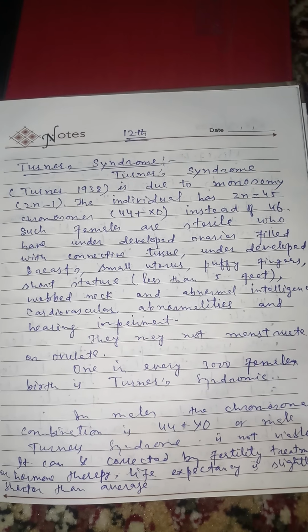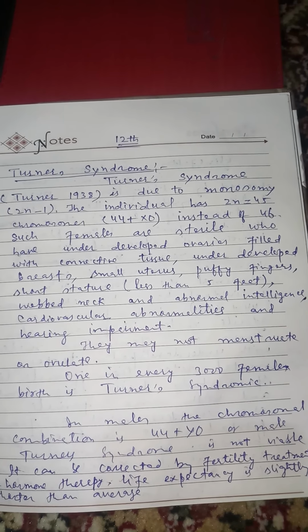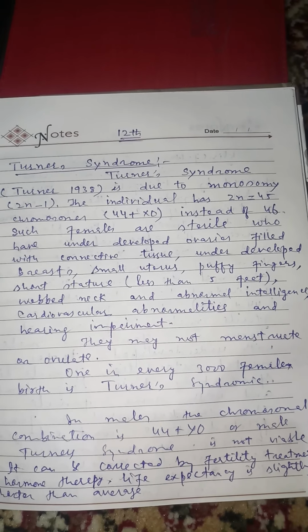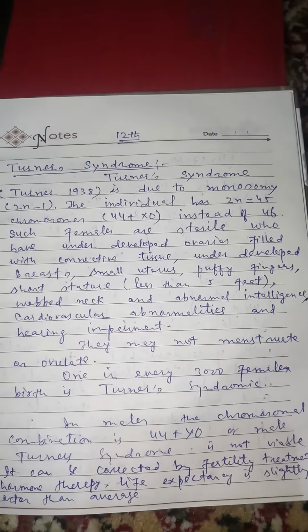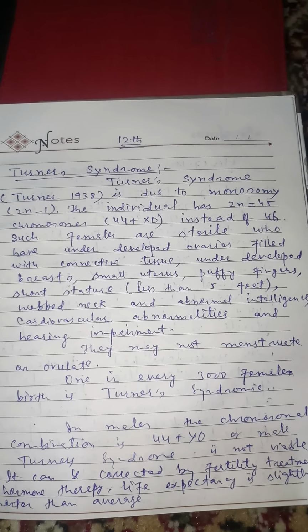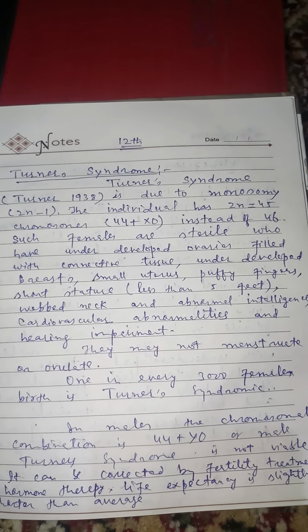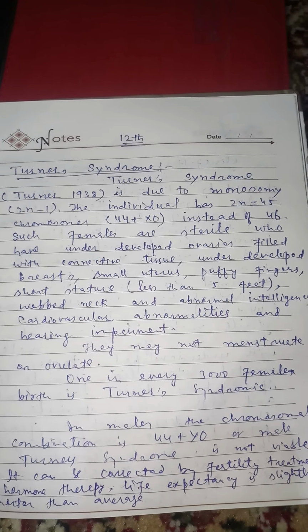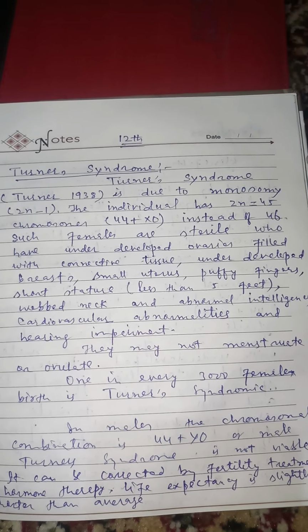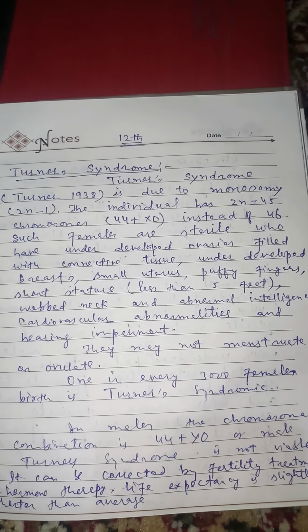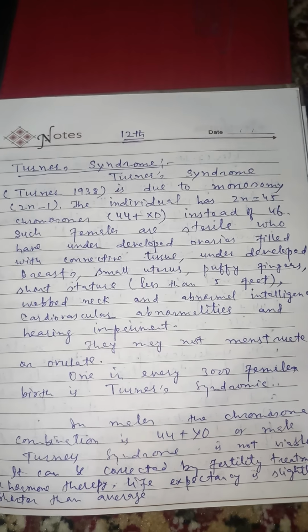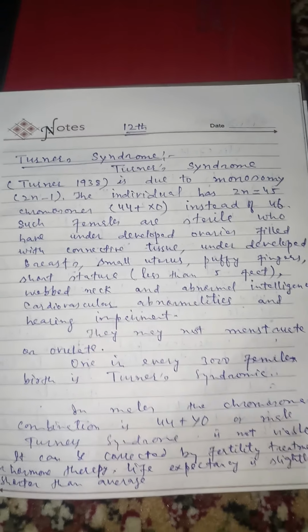They may not menstruate or ovulate. The females with this syndrome do not show menstruation. When the mechanism of production of eggs doesn't occur in their ovaries, then it is natural that they don't show menstruation. And again, when there is no production of eggs, the secondary oocyte is not formed, hence they also don't show ovulation.